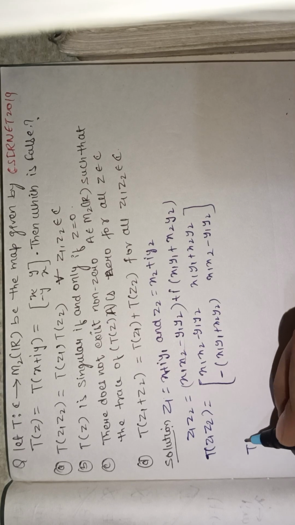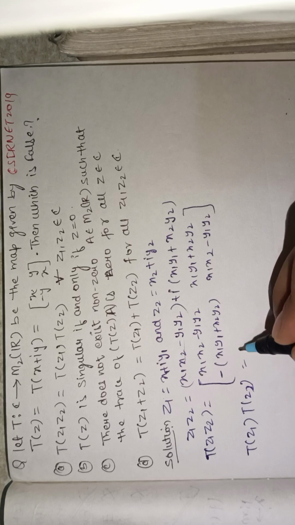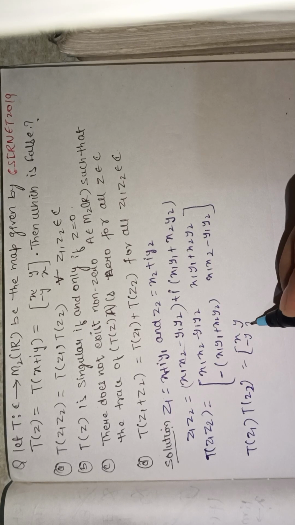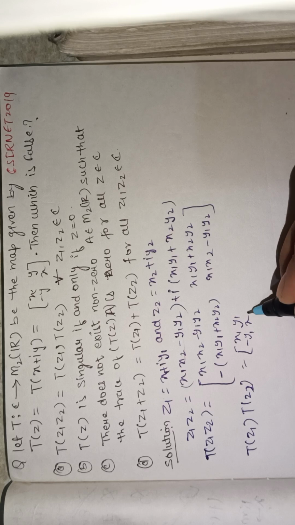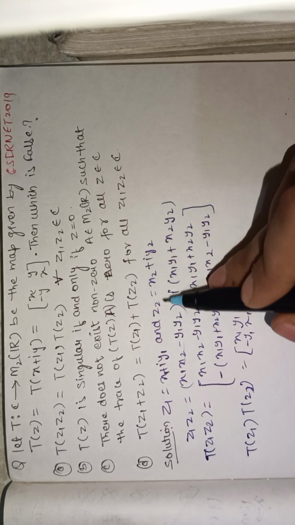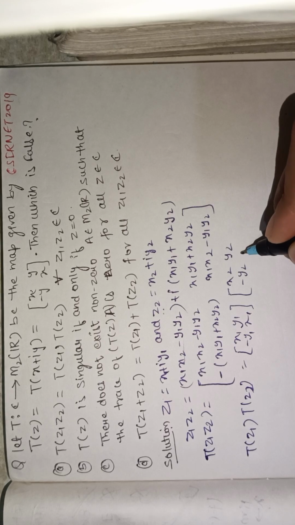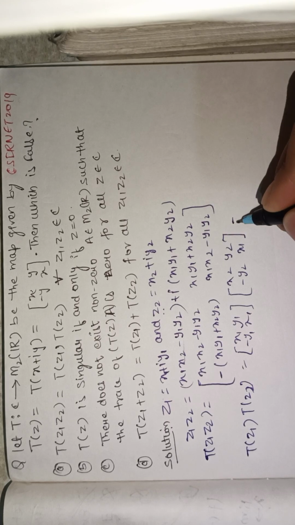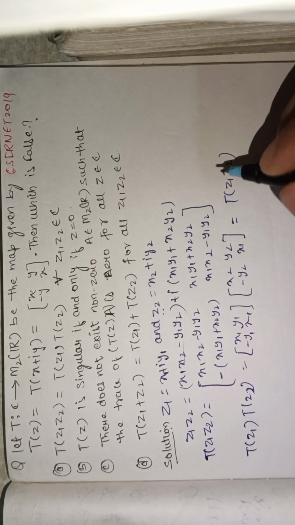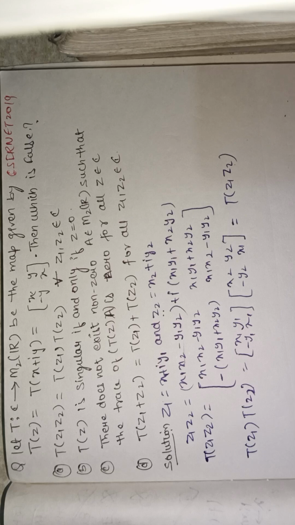Now for T(z1) into T(z2), what do we do? We multiply the matrices [[x1, y1], [-y1, x1]] and [[x2, y2], [-y2, x2]]. We will see this is equal to T(z1 z2). So the first option is true. We have to find a false option, so this option is incorrect.